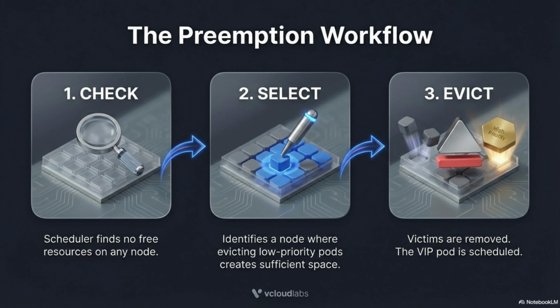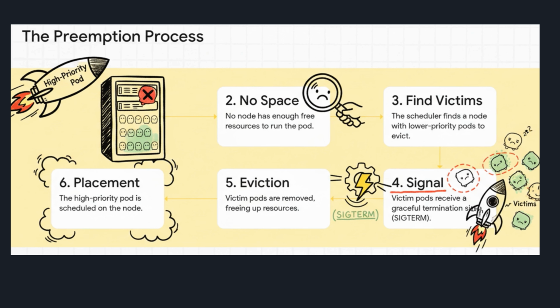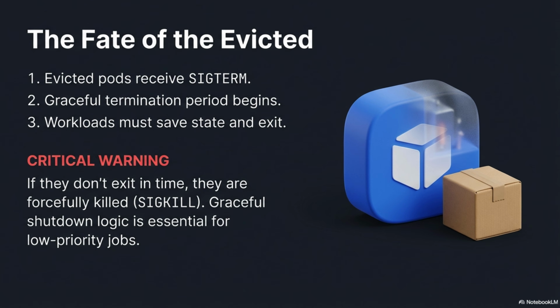The scheduler follows this really logical, almost ruthless process. First, our high priority pod shows up that can't find a home. The scheduler doesn't just give up. It starts scanning for a node where it can evict or kick out less important pods. Once it identifies these victims, it sends them a termination signal, waits for them to shut down, and then boom, our high priority pod gets scheduled in the space that was just cleared.